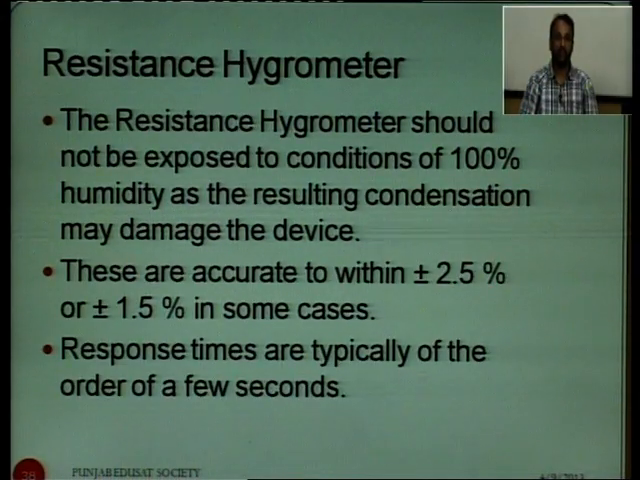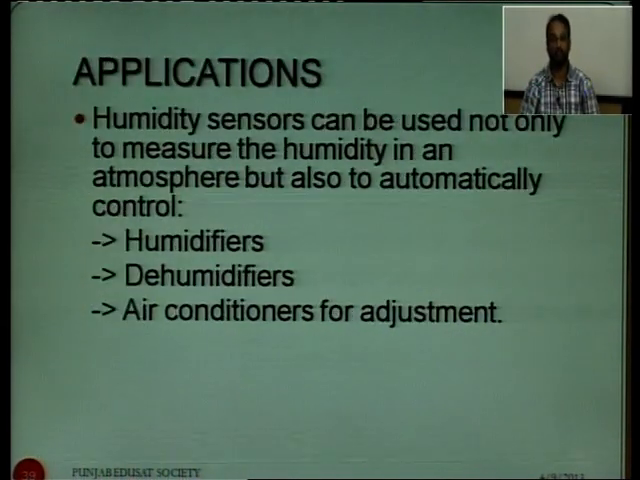The resistance hygrometer should not be exposed to condition of 100% humidity, as the resulting condensation may damage the device. So, these type of devices are used from 15% to 95% of humidity. These are accurate to within plus minus 2.5% or in some cases up to plus minus 1.5%. Response times are typically of the order of a few seconds. They take some seconds to give us an output.